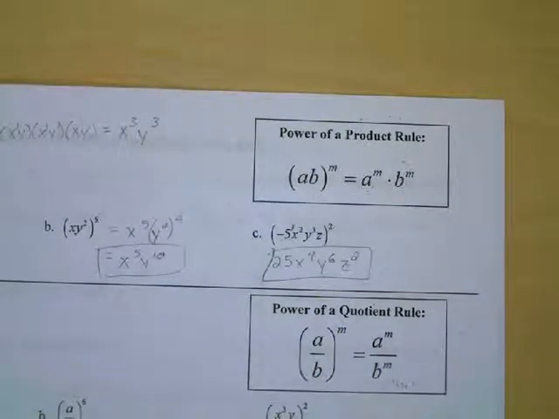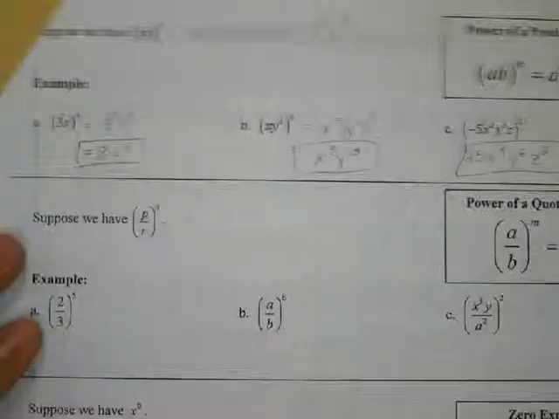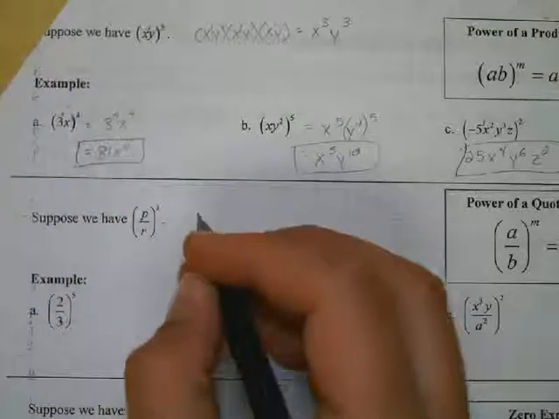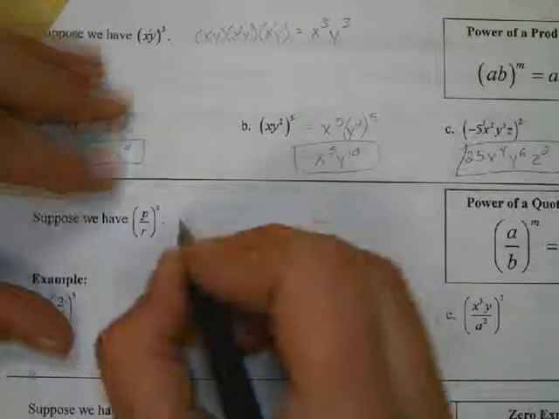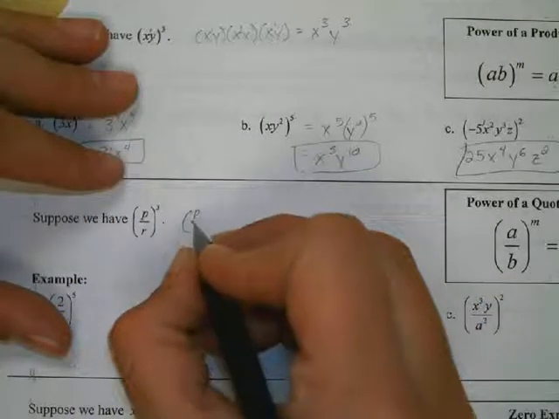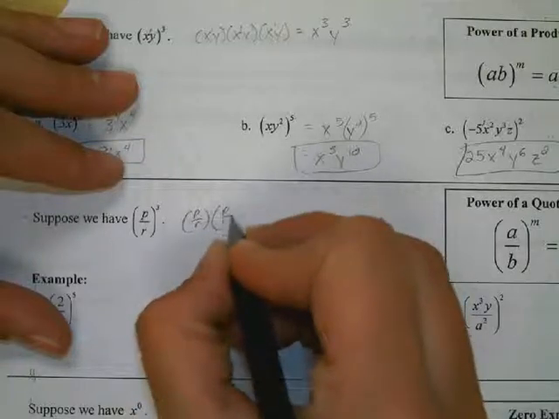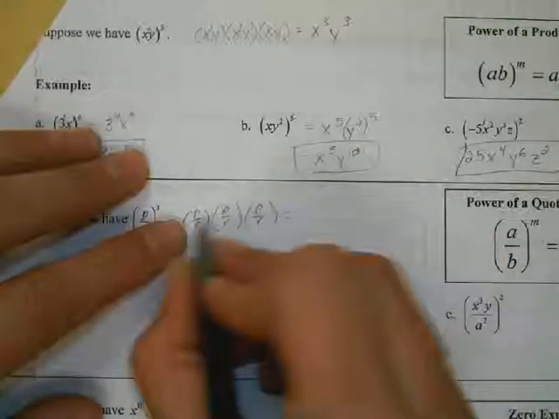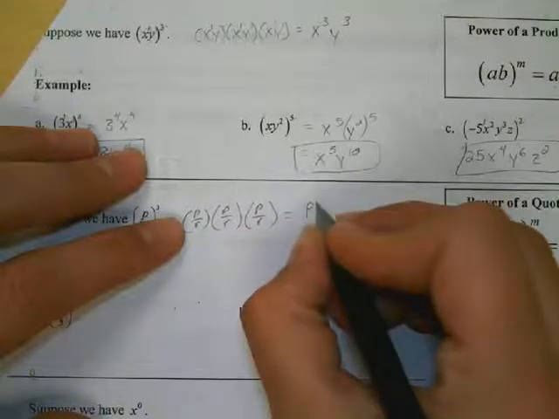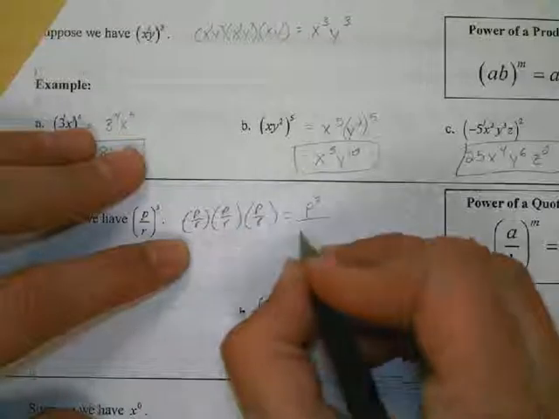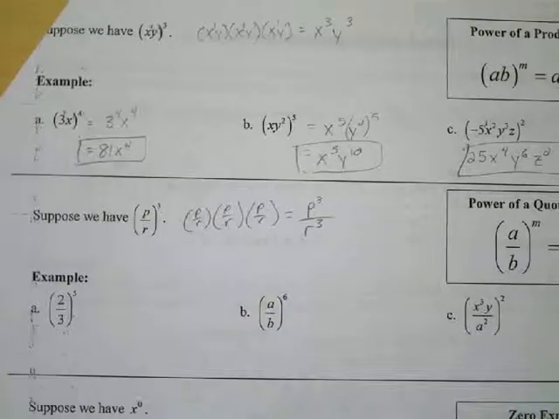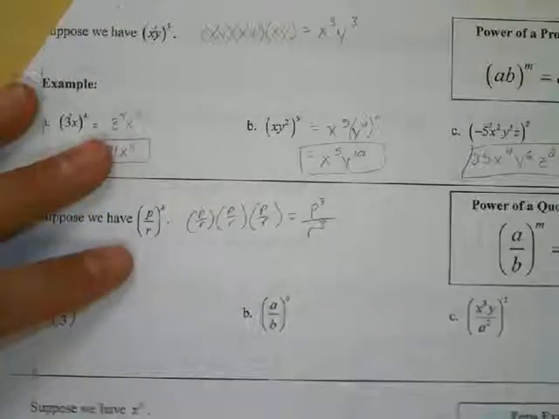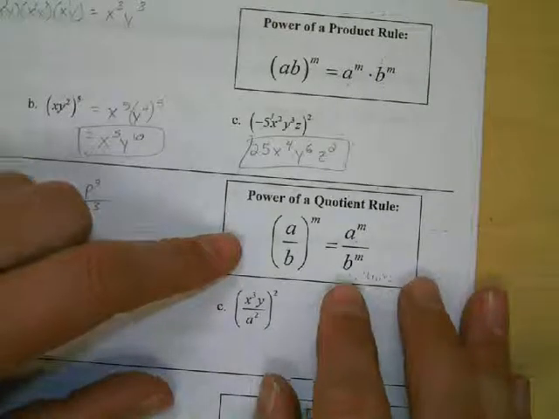So now the power of a quotient rule. Okay, so if I have a quotient, which is division, a fraction, raised to some sort of exponent, well that would be p over r times p over r times p over r. Okay, multiply that out. P times p times p is p cubed. Add those exponents. R times r times r is r cubed. Okay, so if you look at it compared to the original, that just means that this exponent applies to both the numerator and the denominator. And that's what the power of a quotient rule looks like.